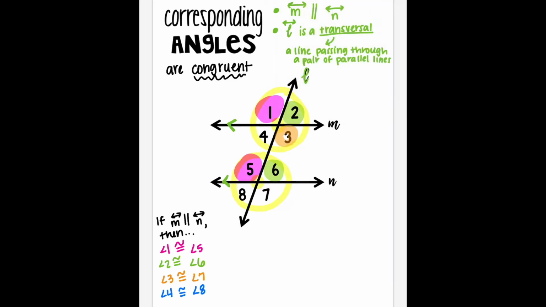Angle 3 is in the same position as angle 7. They're in the bottom right. And then angle 4 corresponds to angle 8. Now, corresponding angles, these angles that are in the same positions, they are congruent. So as long as you have 2 parallel lines that are cut by a transversal, then the corresponding angles are congruent. So 1 and 5 are congruent, 2 and 6 are congruent, 3 and 7 are congruent, and 4 and 8 are congruent.